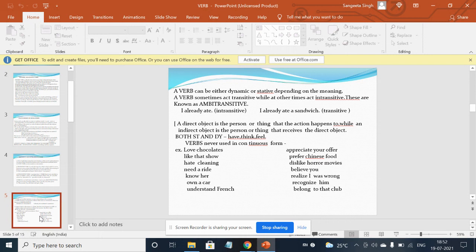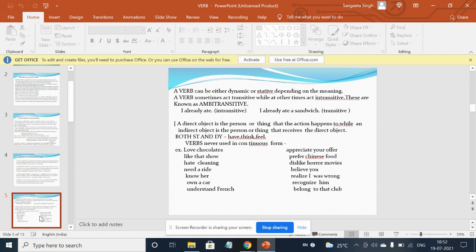Now, what is a direct and indirect object? A direct object is the person or thing that the action happens to, while an indirect object is the person or thing that receives the direct object.